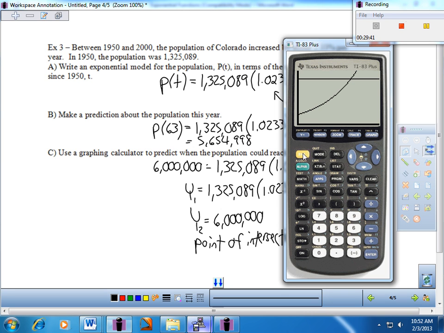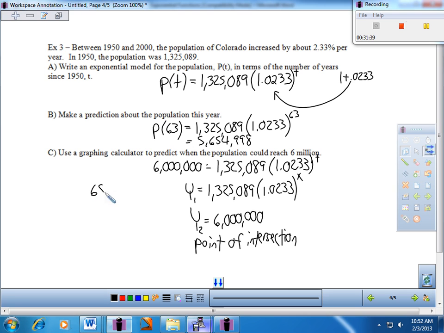So the way this works with the technology, hit second, trace, go to intersect. How about just an enter, enter, enter, and there we go. So about 65.5 years, give or take. And that's when it hits the 6 million, excuse me. So I think I saw about 65.57 years. Guess that kind of translates into 2015, give or take.